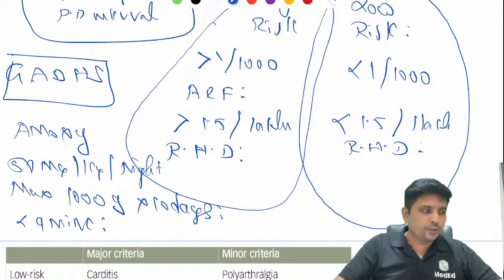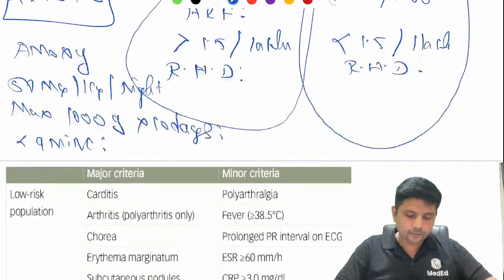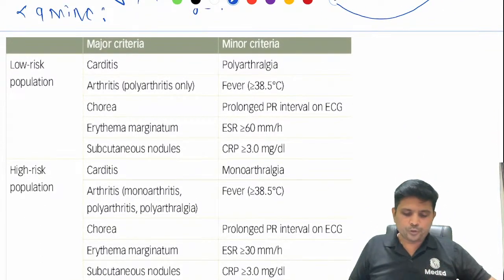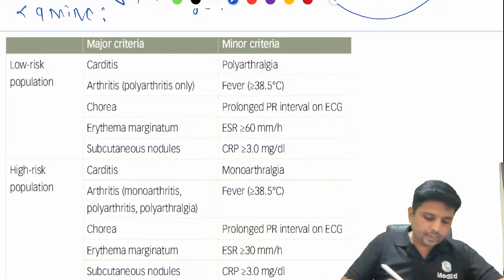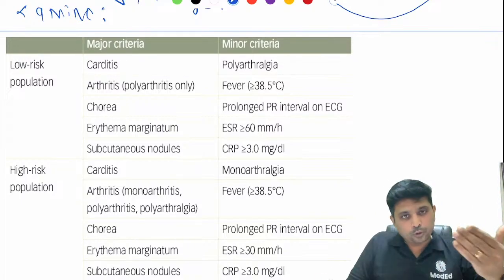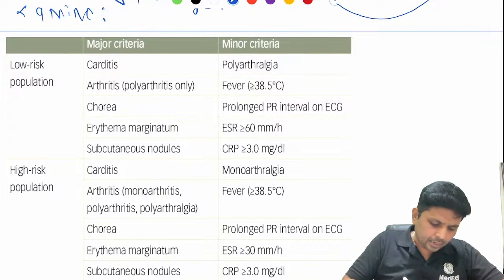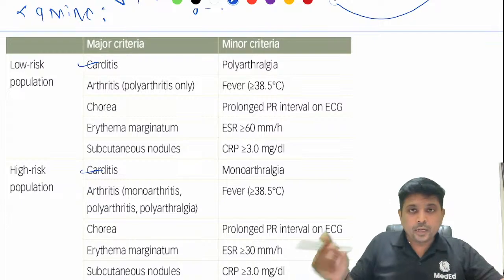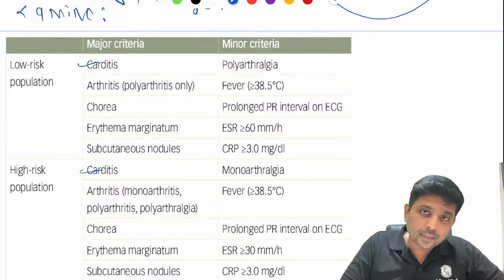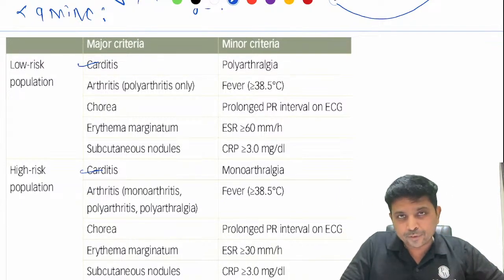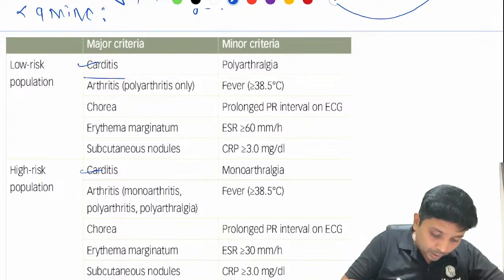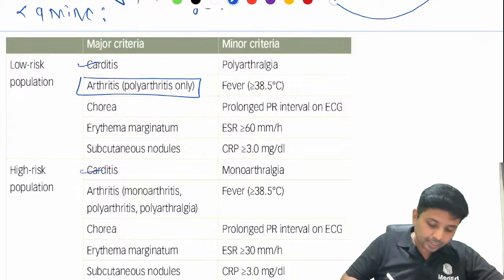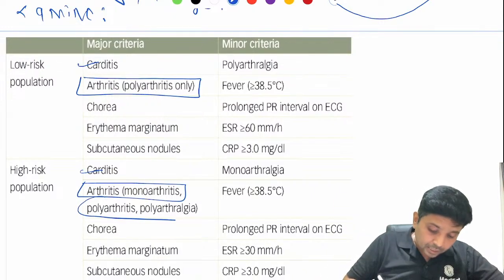Based on the new guidelines, what are all the changes? Look here. Previously we used to say major criteria. Old criteria has carditis; in new criteria, the same carditis, no change. In old criteria, only polyarthritis was considered a criterion for rheumatic fever. But now even monoarthritis counts.